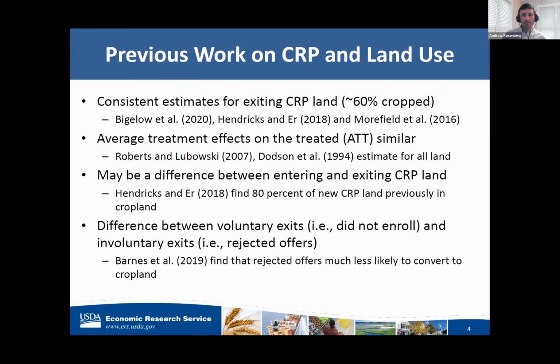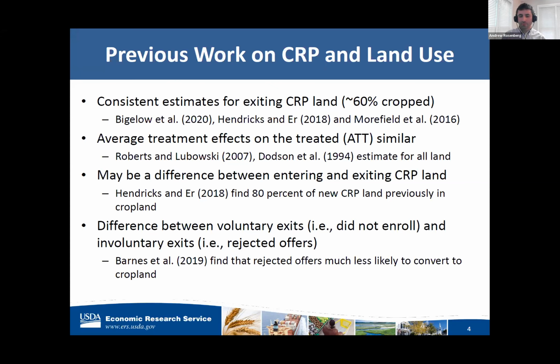So this relationship between CRP and land use has been looked at before in the literature. Most studies that look at this have focused on exiting CRP land, or land that was previously in CRP, before looking at their land use. The results are fairly consistent across these studies. They've tended to find that about 60% of that land goes back into crops.